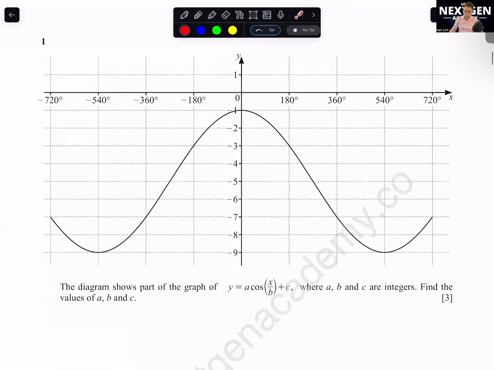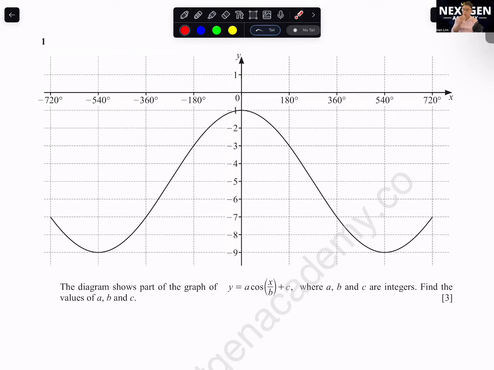Question number 1. This is a very common type of question where they give you the trigo graph. The diagram shows part of the graph of y equals a cos(x/b) plus c, where a, b and c are integers. Find the value of a, b and c.